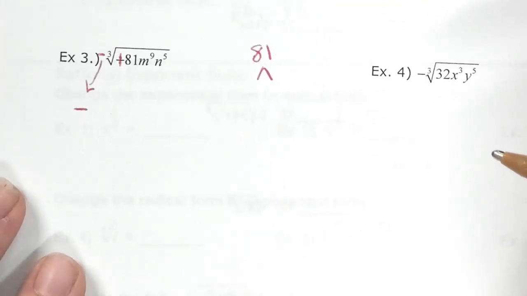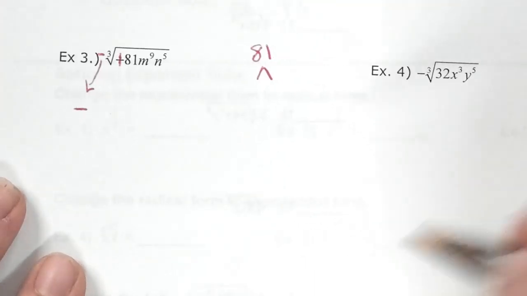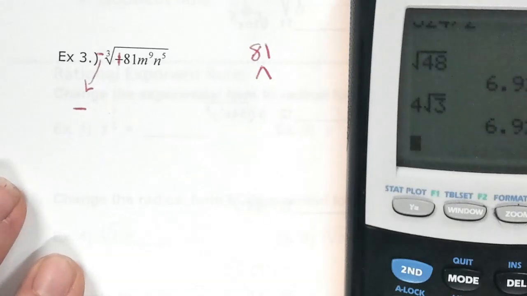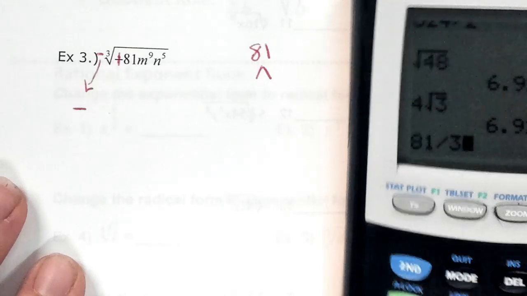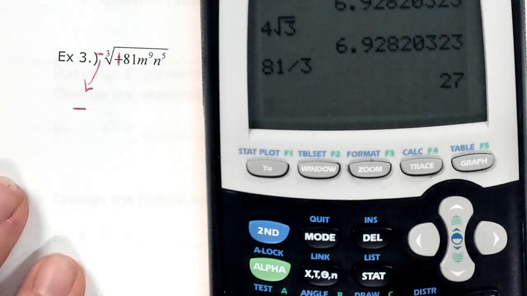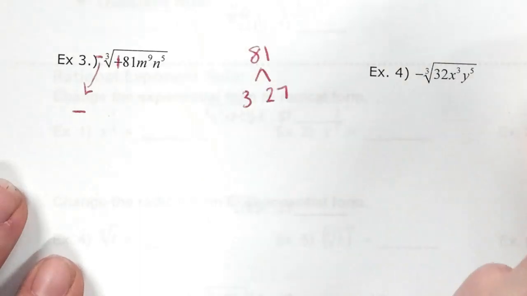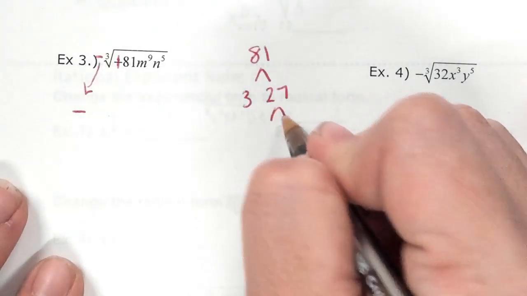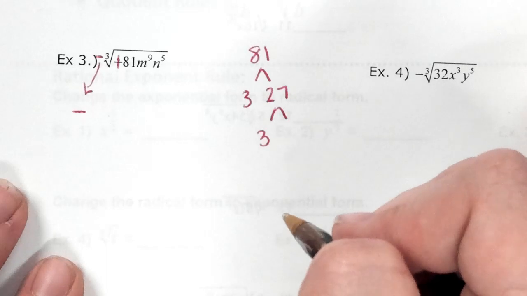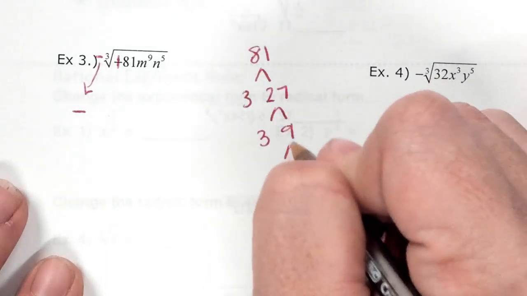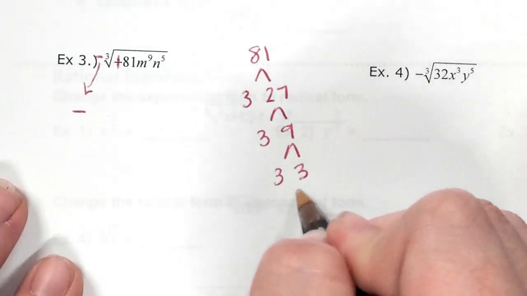Well, 2 doesn't go into 81. What's my next prime number? 3. Does 3 go into 81? Yep. And again, if you're not sure, you can always divide, and it goes into it 27 times. So this is 3 and 27. Does 3 go into 27? How many times? And then 3 goes into 9 3 times. 3 is prime, so we're done.